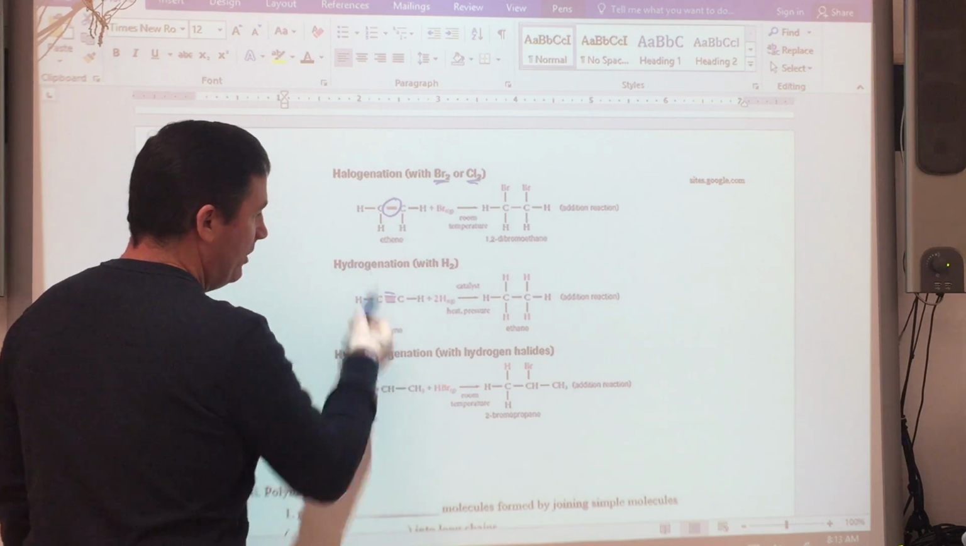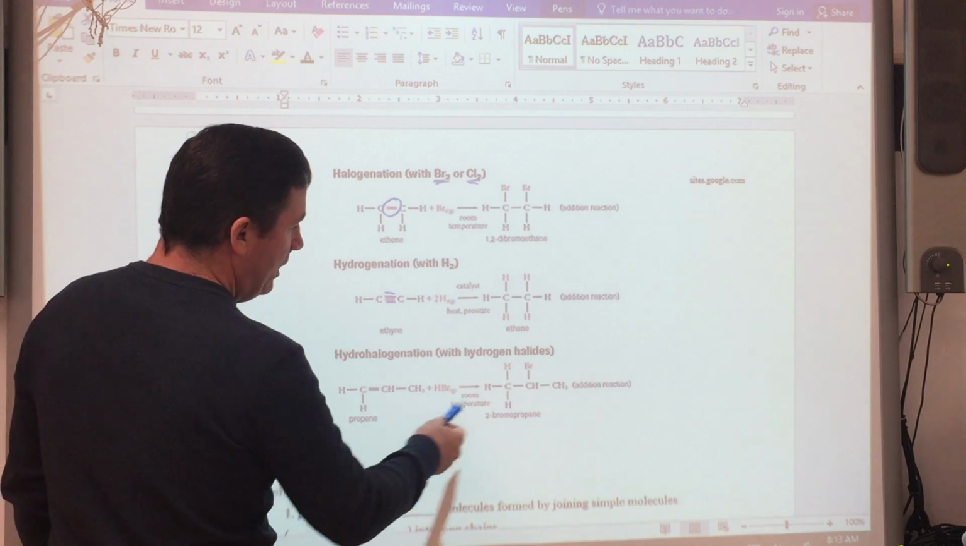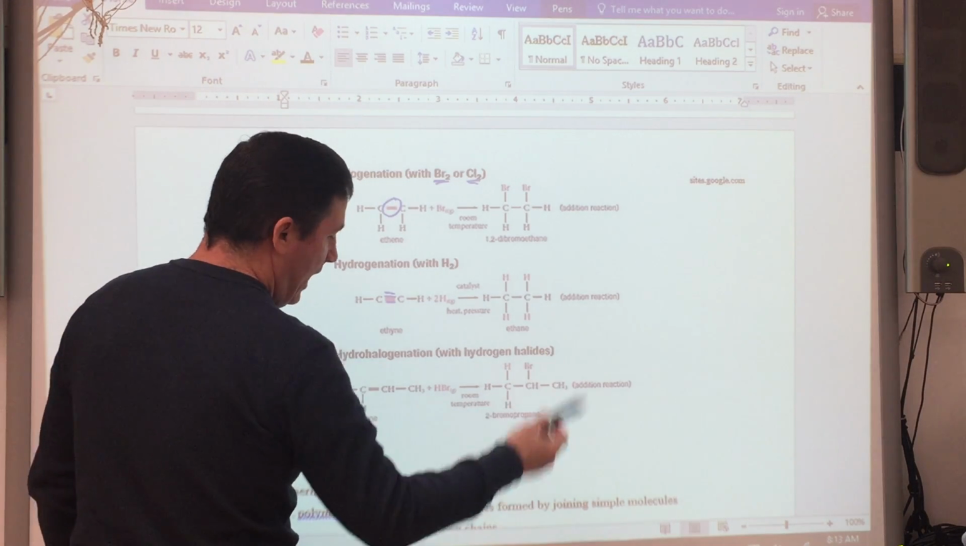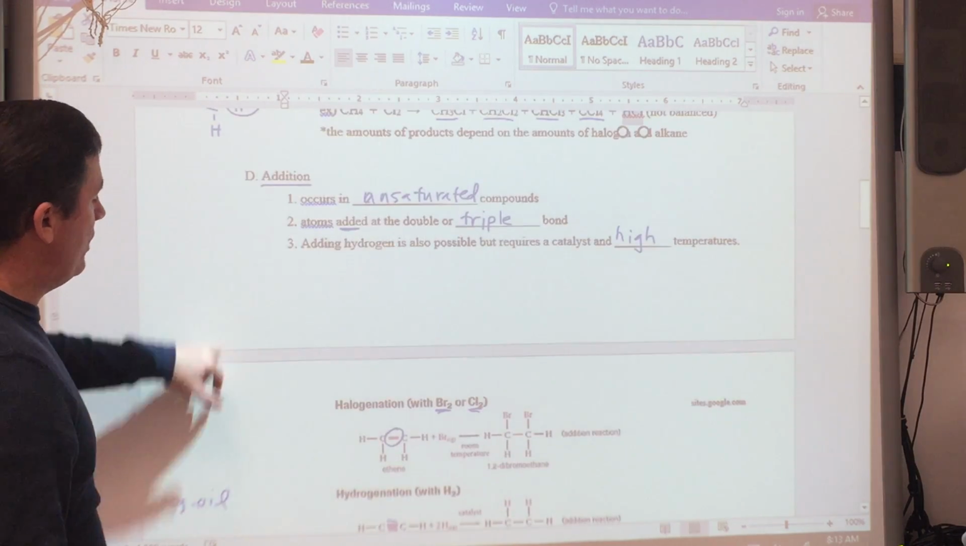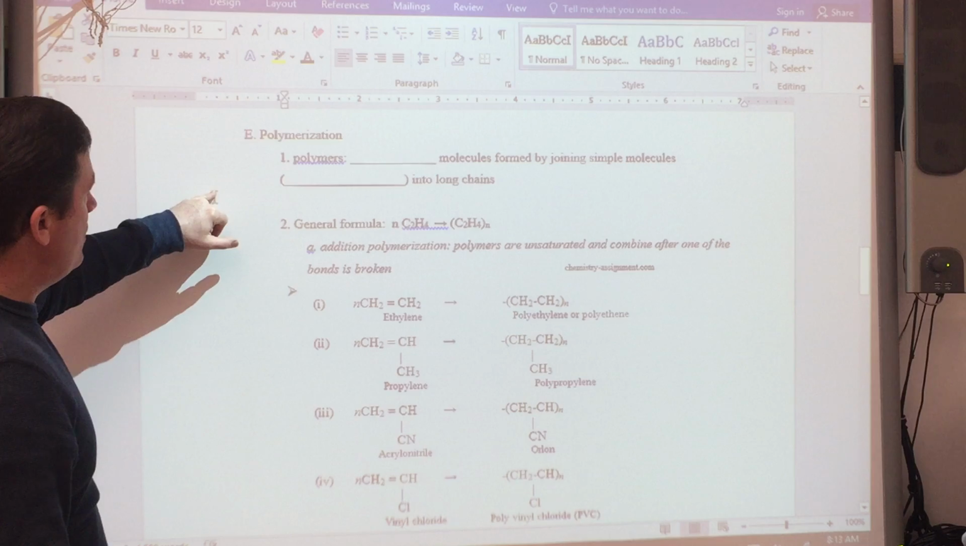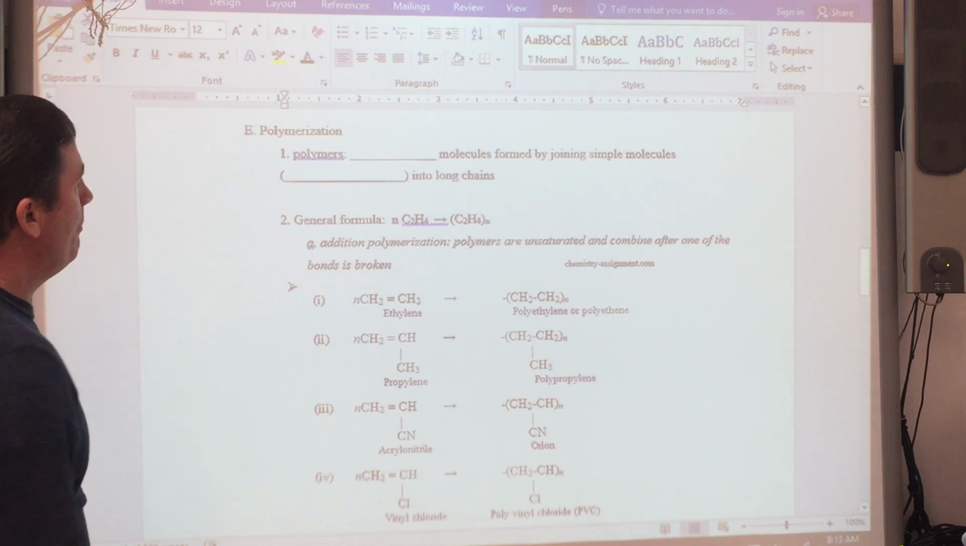Hydrohalogenation is similar in that we're breaking a double bond and then we're adding both hydrogen and a halogen. Okay? So these are addition reactions. And the last one that we'll look at today is polymerization.